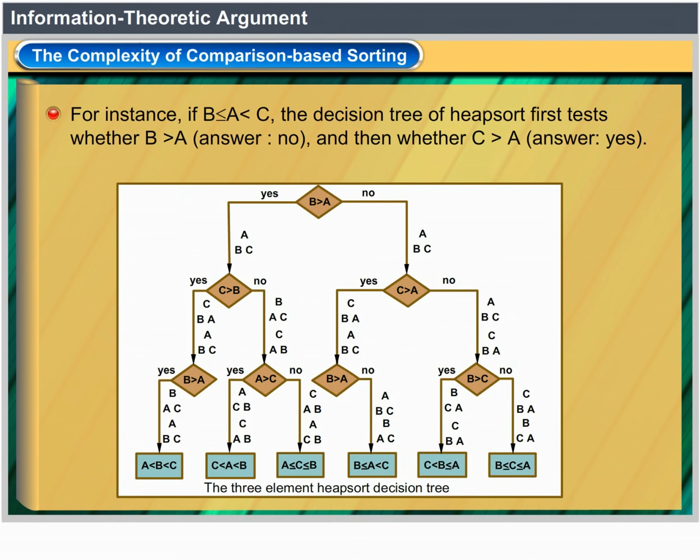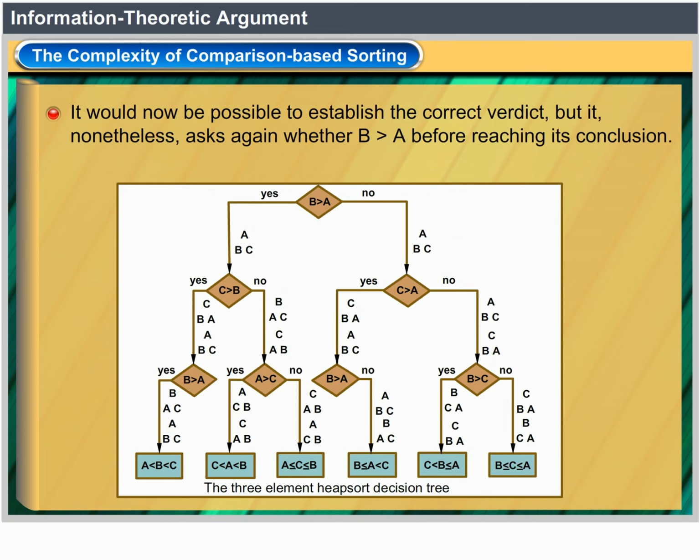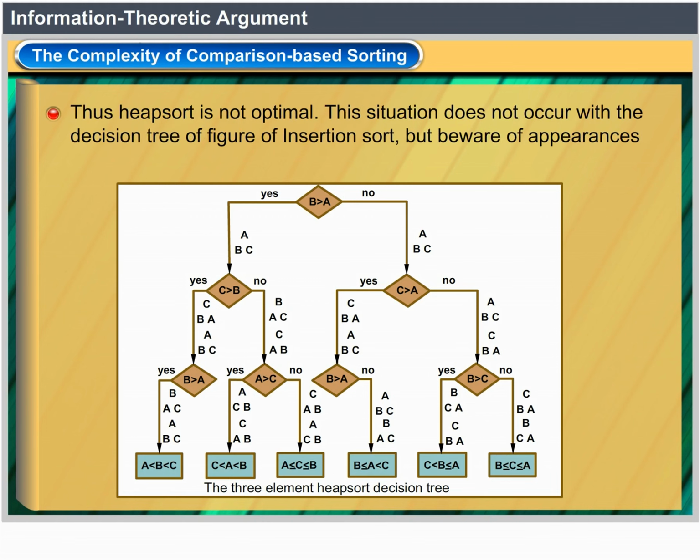For instance, if B is less than or equal to A, which is less than C, the decision tree of heap sort first tests whether B is greater than A. Answer, no. And then whether C is greater than A. Answer, yes. It would now be possible to establish the correct verdict, but it nonetheless asks again whether B is greater than A before reaching its conclusion. Thus, heap sort is not optimal.